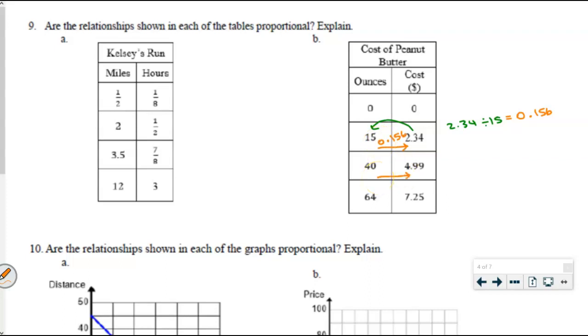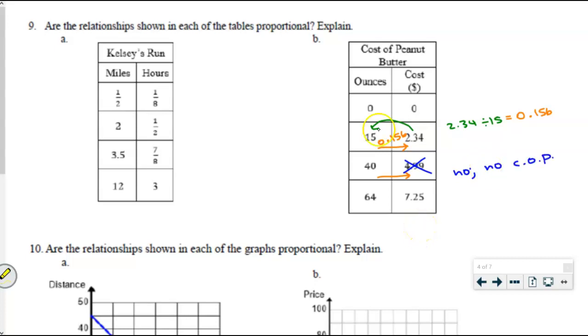40 times 0.156. And I got 6.24. But what does it say in the table? Not 6.24. So is this going to be proportional? I tried using the constant of proportionality that I got somewhere else. Ends up that it's not constant. So Grant came to the right conclusion. No, it's not proportional. No COP. No constant of proportionality.